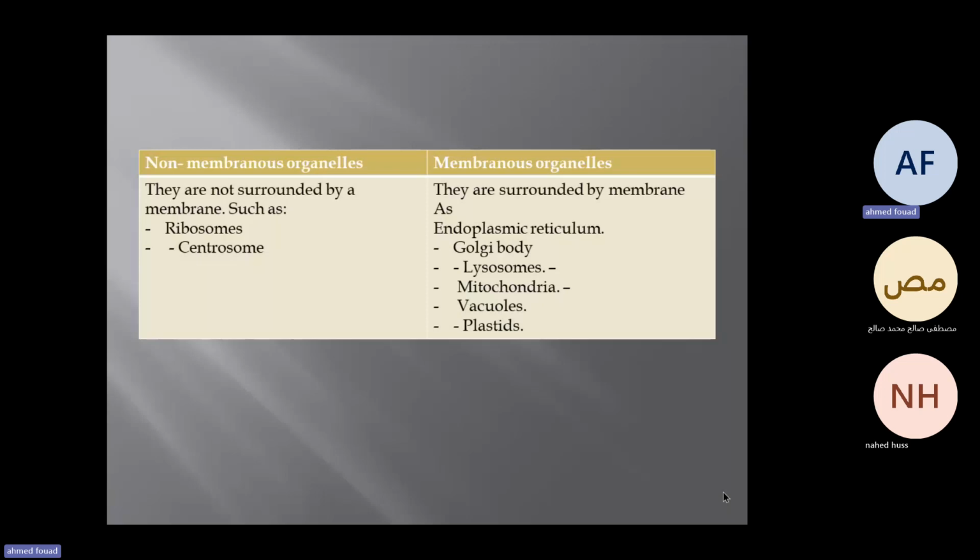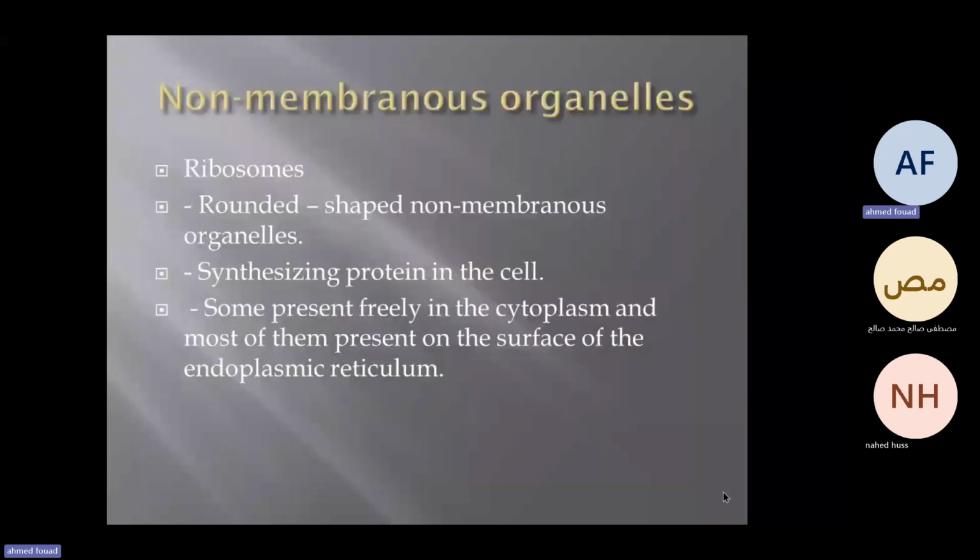We said that the cytoplasm contains two types of organelles, non-membranous and membranous organelles. What about the non-membranous? They are not surrounded by a membrane, like the centrosome and ribosome. And the membranous organelles are surrounded by a membrane, like the endoplasmic reticulum, Golgi bodies, lysosomes, mitochondria, vacuoles, and plastids. Let's first talk about the non-membranous organelles. These organelles are not surrounded by membranes.